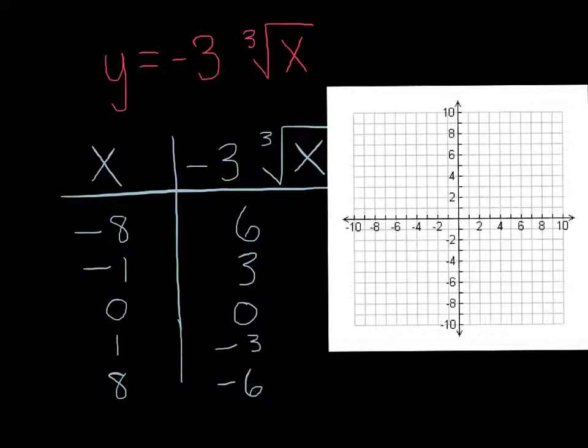So now we're going to show you how to graph these points. So the point -8, 6 will fall in the graph here. The point -1, 3 will fall here. Point 0, 0 will fall here. 1, -3, and 8, -6.